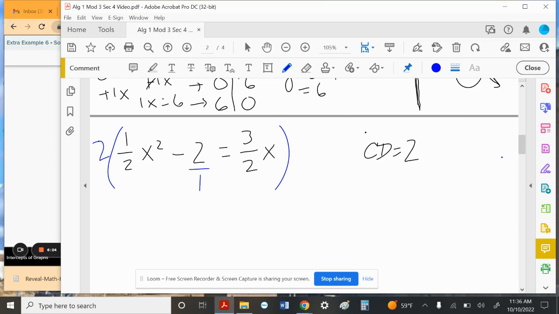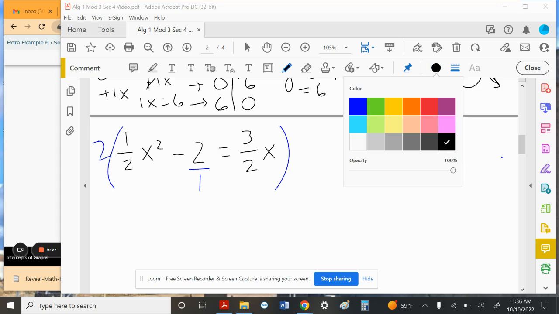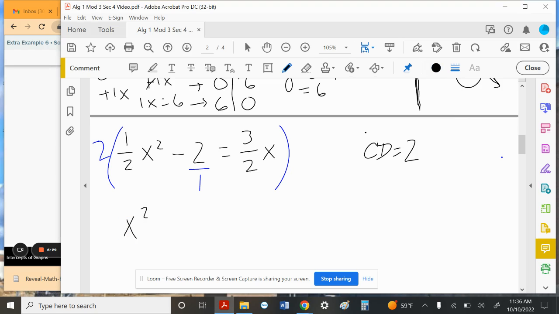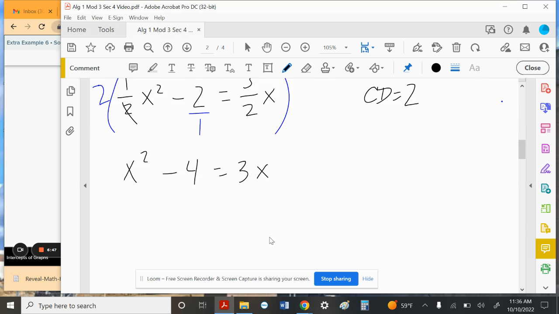Multiply everything by 2. And when I multiply everything by 2, I get x squared, because this 2 cancels with that one. I multiply the next one, which is a negative 2, by 2. I get negative 4, and I get equals 3x. A lot easier if I have integers or whole numbers there, then I don't have to worry about it. I have to get everything to one side, so I need to move this over by subtracting 3x. Those cancel. I get x squared minus 3x minus 4 equals 0.